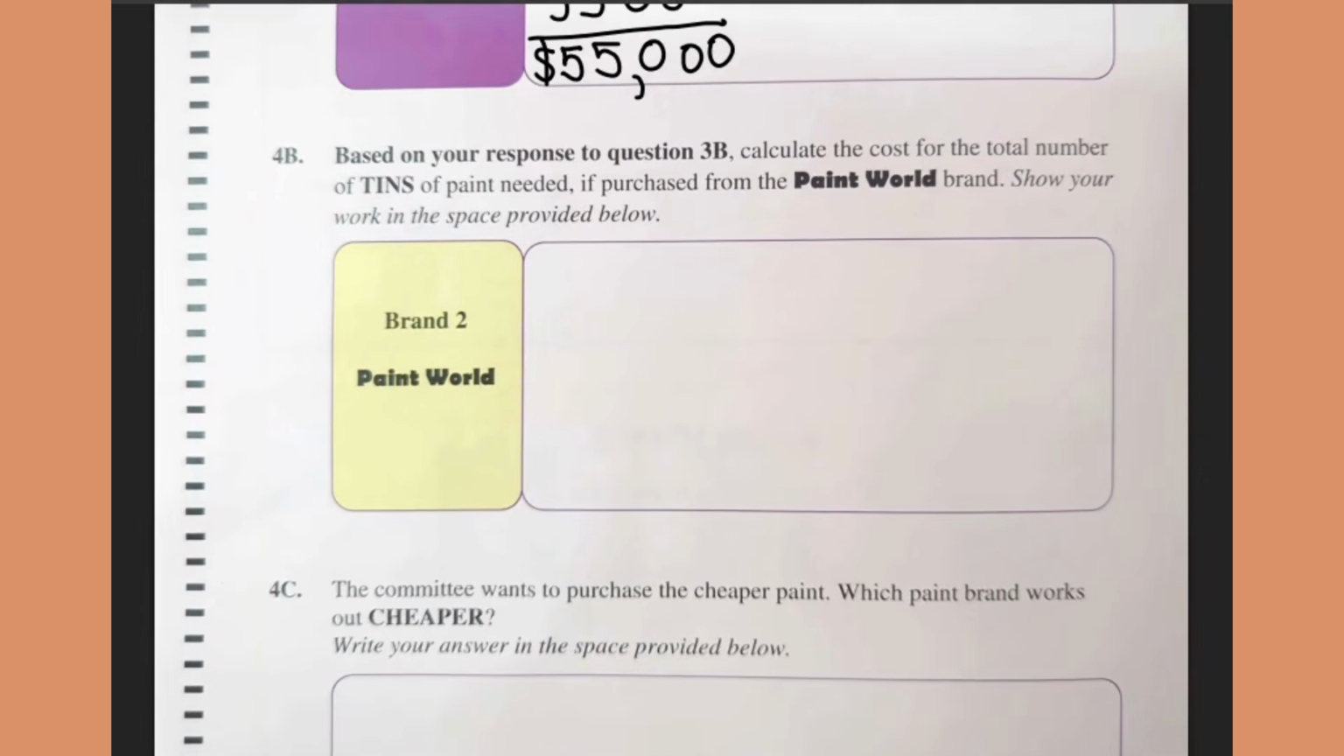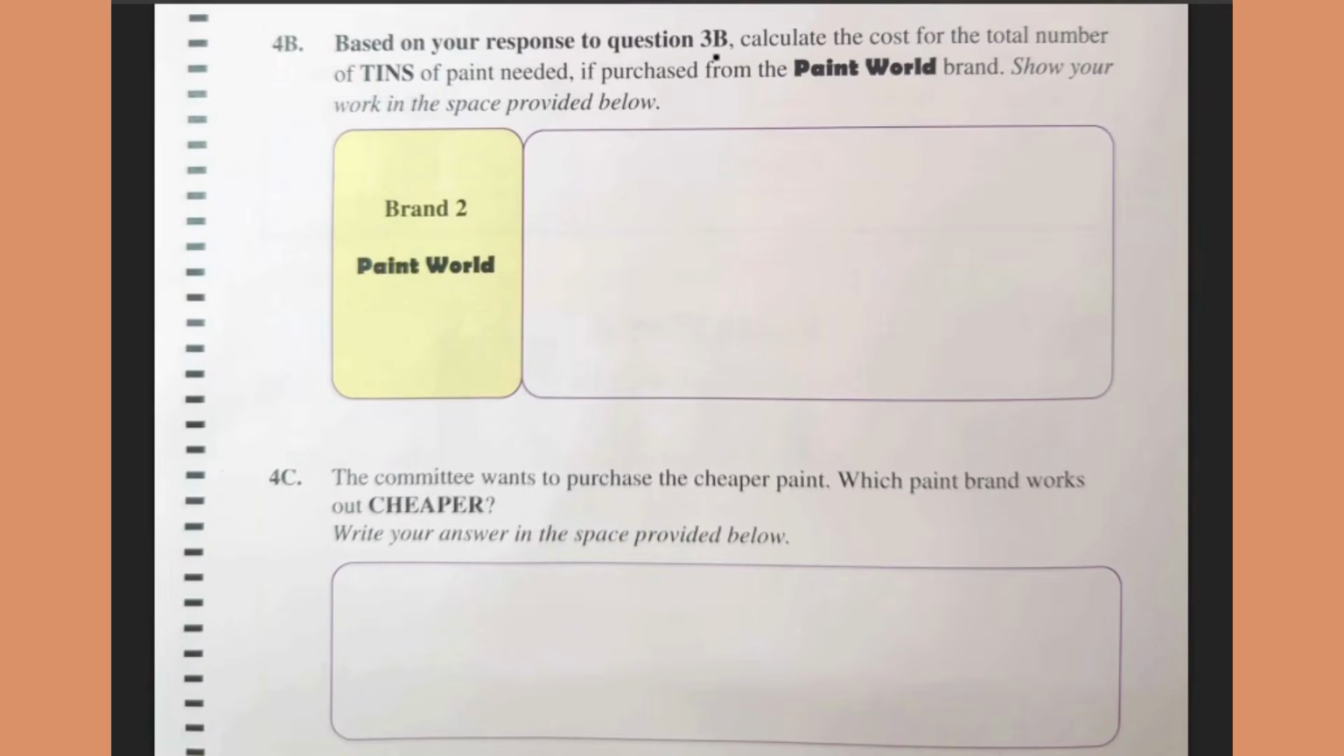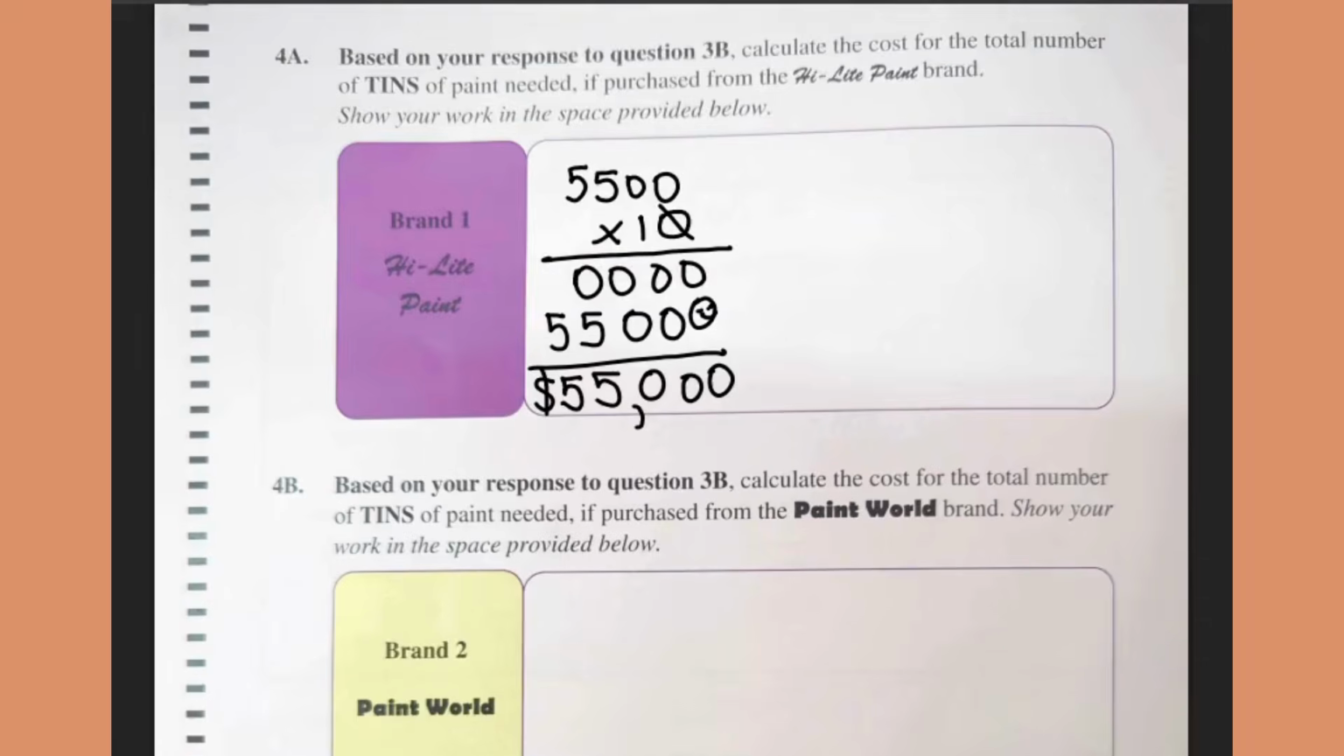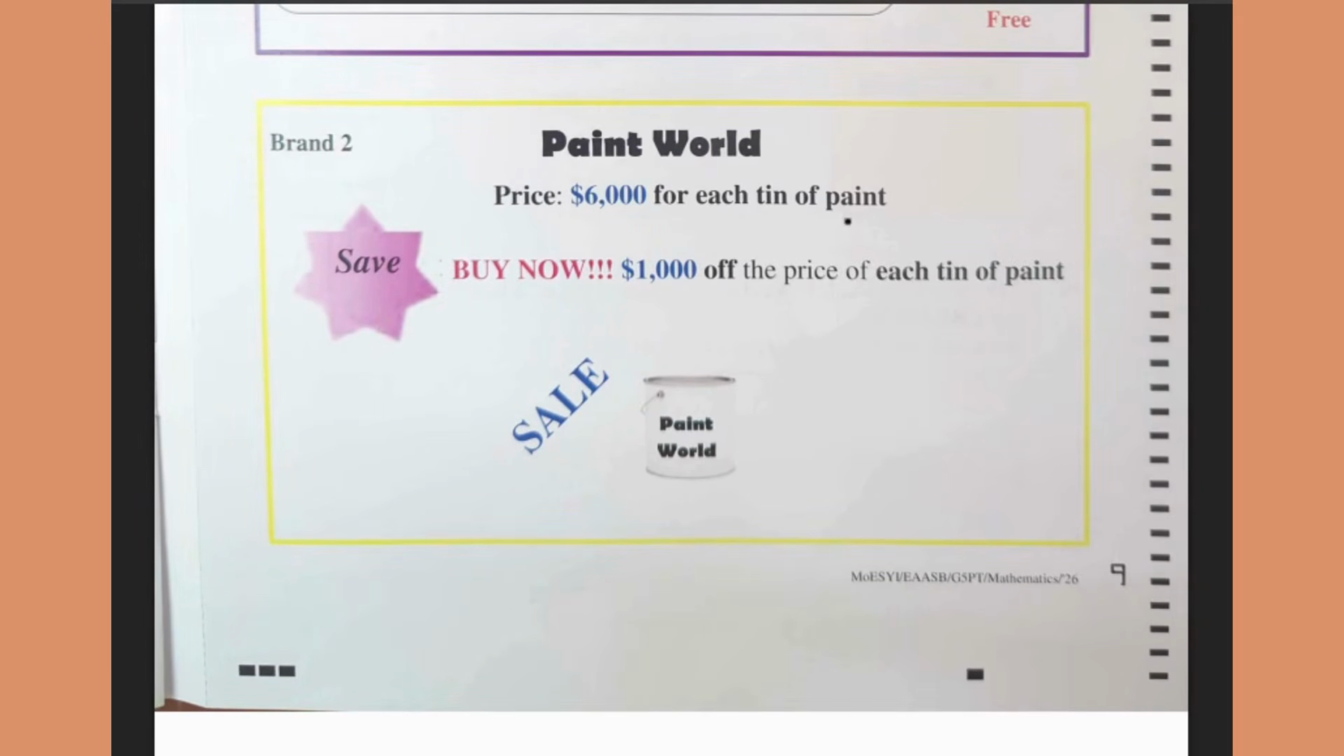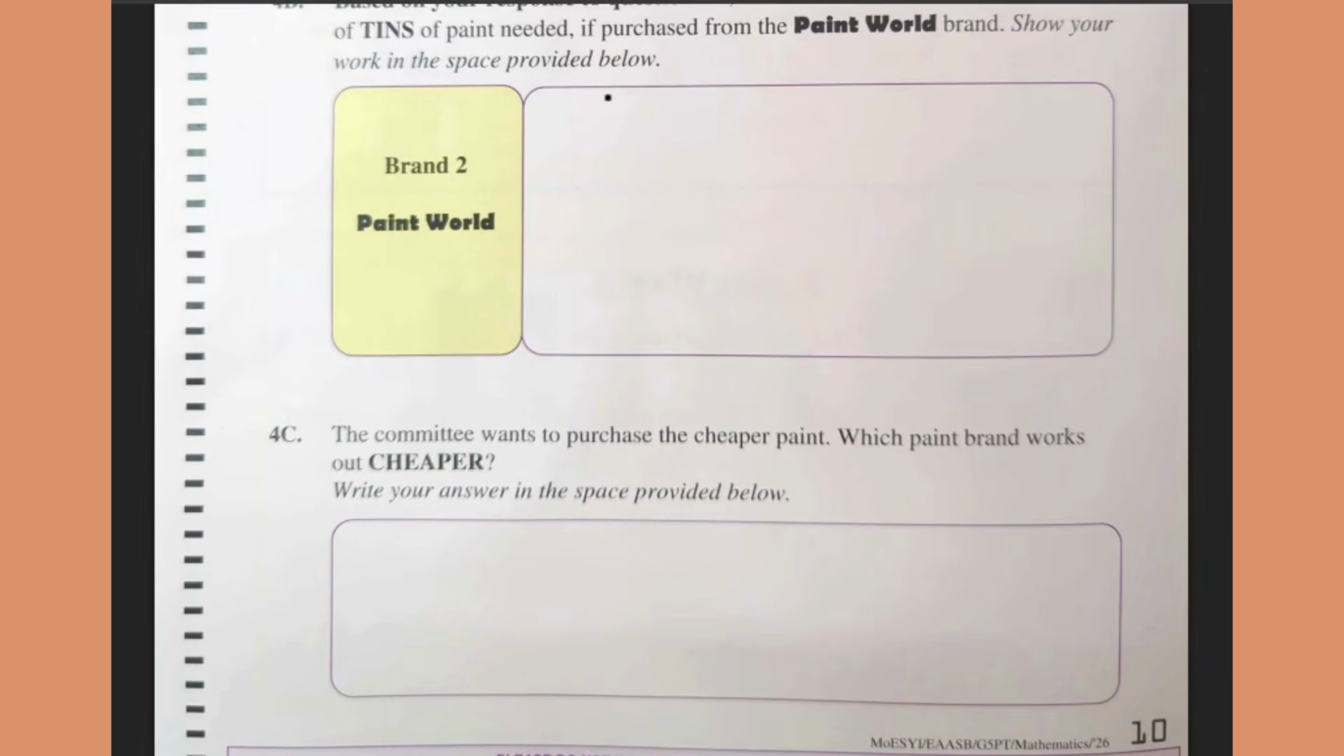Now let us look at 4B. Based on your response to question 3B, calculate the cost for the total number of tins of paint needed if purchased from the Paint World brand. Show your work in the space provided below. Now, Paint World is saying 6,000 for each paint. So we need to know what 6,000 times 12 looks like. So we're going to calculate 6,000 times 12, and then we're going to see how much we're going to take off based on the sale.